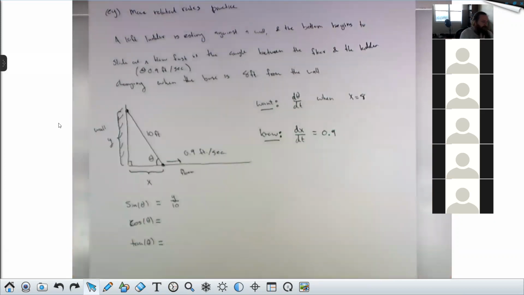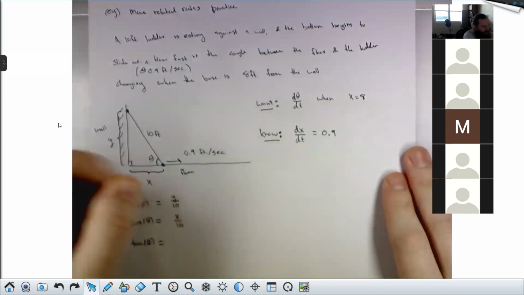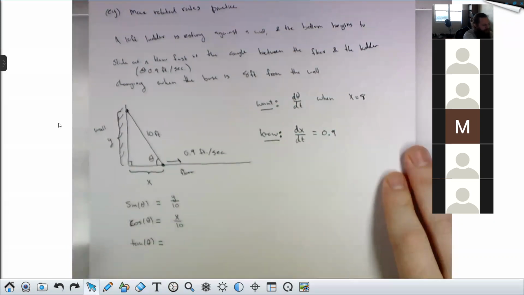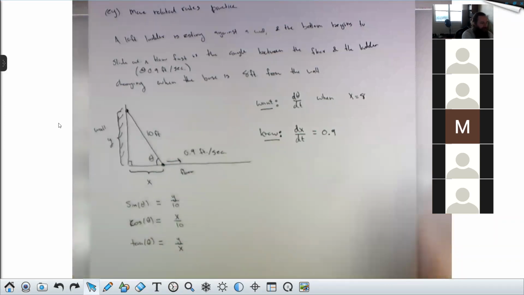What is the cosine of theta? x/10. Good. And the tangent of theta? y/x. Yeah. All right. Now I want to be lazy. Which one of these is easiest for me to work with and why?